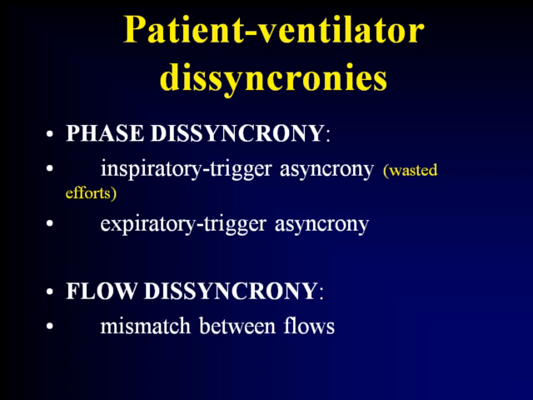I don't have time to describe all the asynchronies, so let's define the two main kinds. We have phased asynchrony, which can include inspiratory trigger asynchrony. The wasted effort, or missed effort, that I showed in my previous presentation half an hour ago is the king of inspiratory trigger asynchrony. However, it is much more common, above all in pressure support, to have expiratory trigger asynchrony. Another kind of asynchrony is flow asynchrony. Very simply, we can define flow asynchrony as a mismatch between the flow required by the patient and the flow generated by the machine.